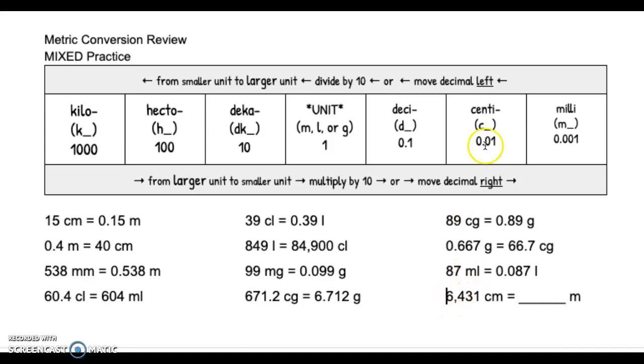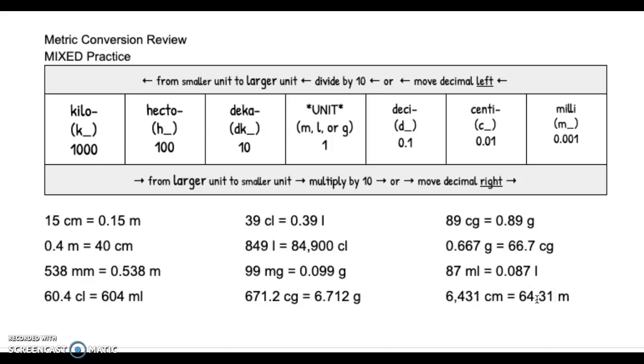And our final problem, we have 6,431 centimeters to meters is 2 places to the left, 1, 2. So we will do 64.31, 64 and 31 hundredths of a meter.